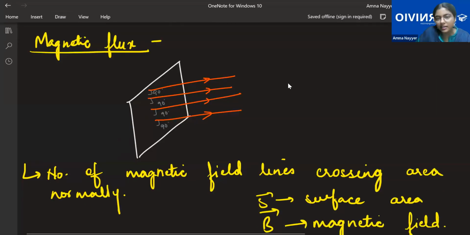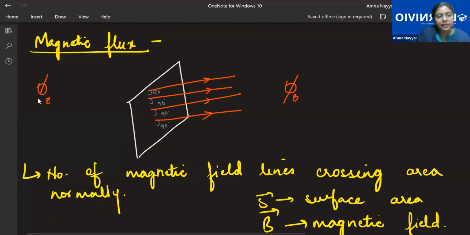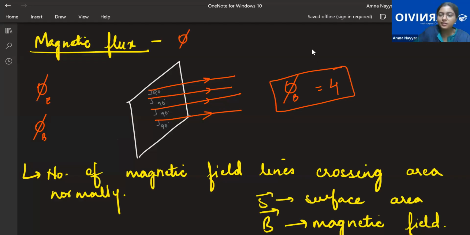So we can say the flux is magnetic flux, you just put B here. Whenever you write in an exam, write this symbol as E for electric flux, and this symbol as B for magnetic flux, so that it becomes clear, because flux has the symbol phi. Magnetic flux is the number of magnetic field lines crossing the area perpendicularly. Let's say this is 4, so I'll say the magnetic flux is 4.